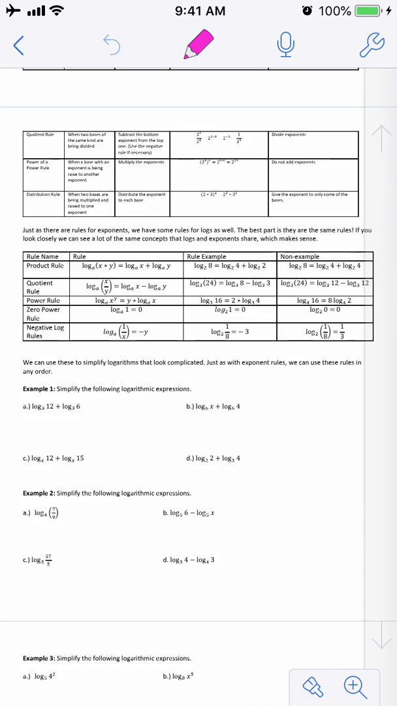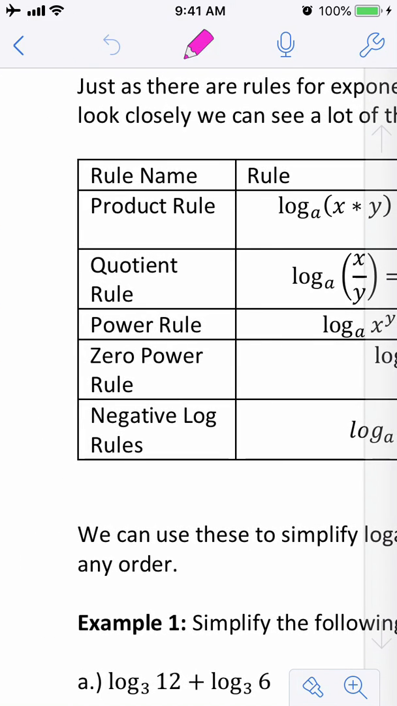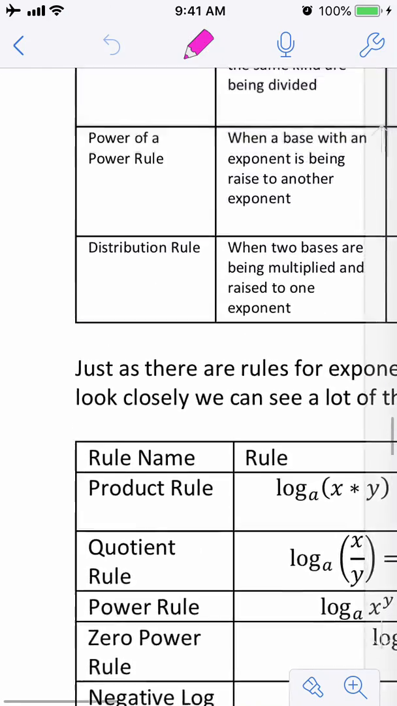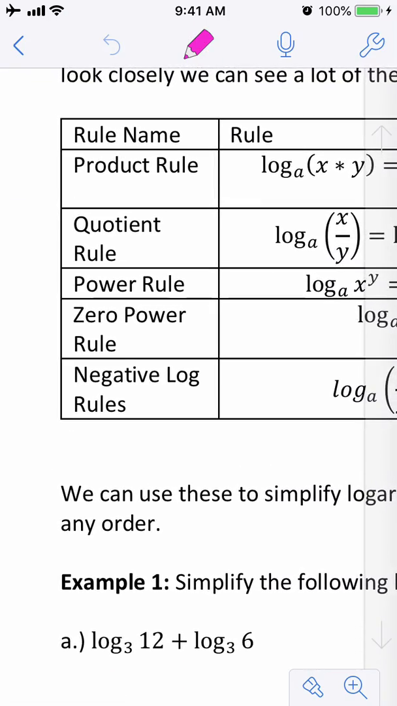That's what we're doing. So as you see, there is a product rule, a quotient rule, a power rule, a zero rule, and a negative exponent rule. The only thing that there isn't is a distribution rule. For that, it just makes more sense to convert it back to an exponent and deal with it then. Mostly because you really don't change bases for logs, right? A lot of the other exponent rules you don't change base either, but that one you kind of do, so here we're just not going to have one. Let's go rule by rule.